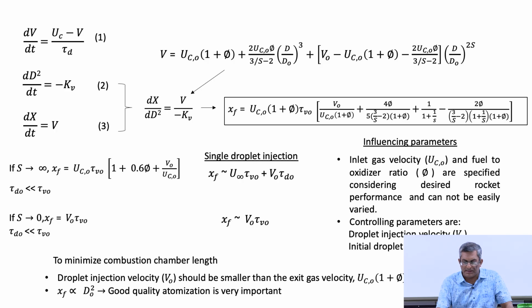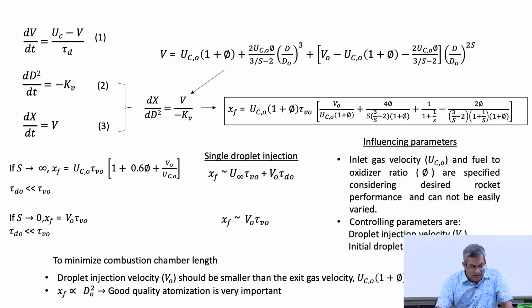However, these parameters are specified always. This is depending on the rocket performance that you want. These parameters are specified. You can't play with this. Okay, but then what are the controlling parameters? Controlling parameters are these two: the initial injection velocity and initial particle size. So how do we minimize the combustion chamber length? By reducing the droplet velocity.